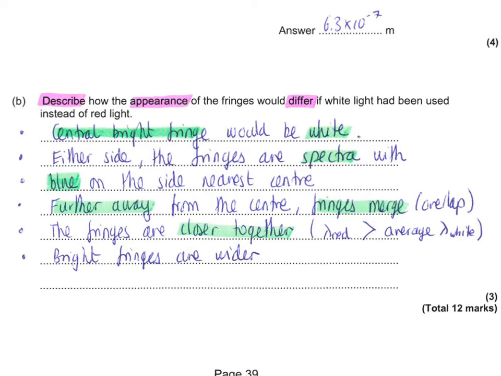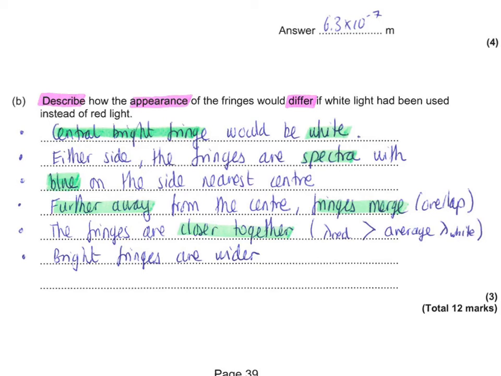Now the point about white light, of course, is that it's made up of a mixture of different wavelengths. So the maxima will appear at different points for the different colours in there. So either side of that, the fringes are going to be spectra. And a little detail is that blue, with the shortest wavelength, the shortest W, is going to be on the side nearest the centre. As we get further away from the centre, those fringes might merge, they might well overlap.